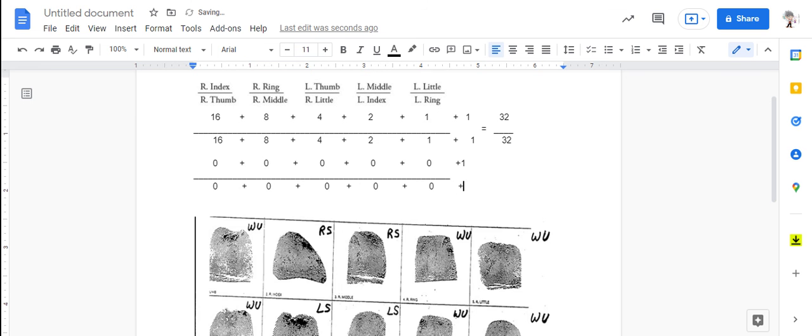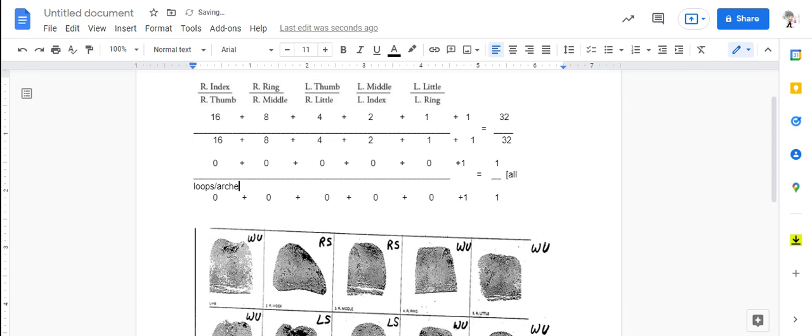And then we add our 1 at the end. And so our value is 1 over 1. And like the PowerPoint slide says, this person who is 1 over 1 is going to be 25% of the population. Okay, so we'll just put, this is all loops slash arches. And that did not work out for us.